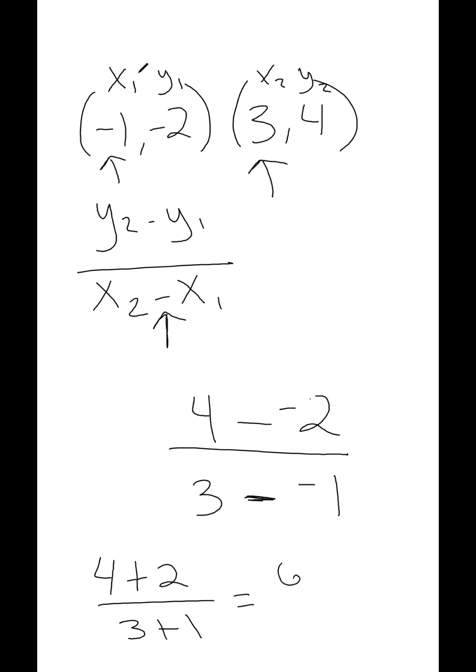4 plus 2 is 6. 3 plus 1 is 4. And then you can reduce this to 3 over 2. And this would be your slope. I guess I should have added that piece, but you're trying to find the slope, so that is m. All right, so if you follow along with what I just did, you should be able to just plug your numbers in and solve if you don't have a calculator.